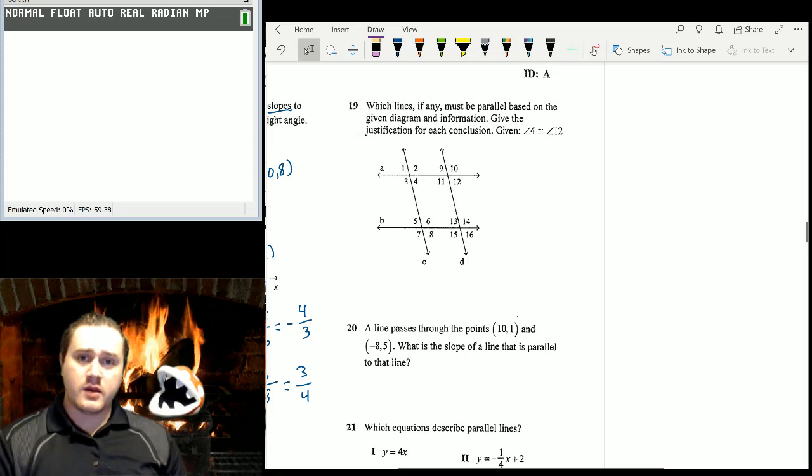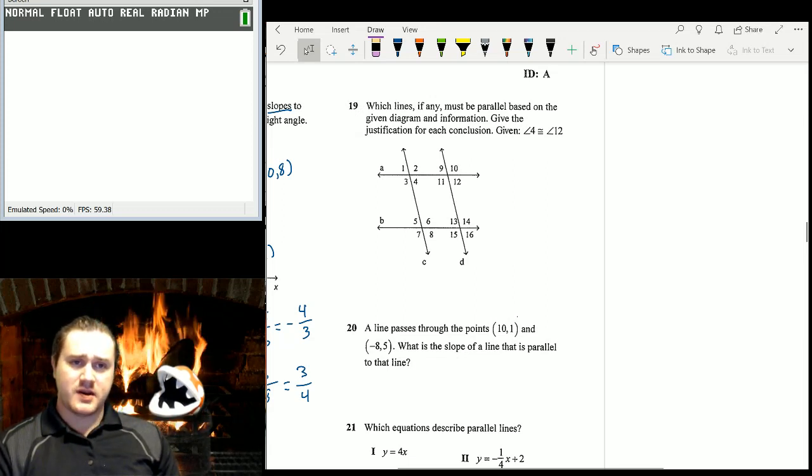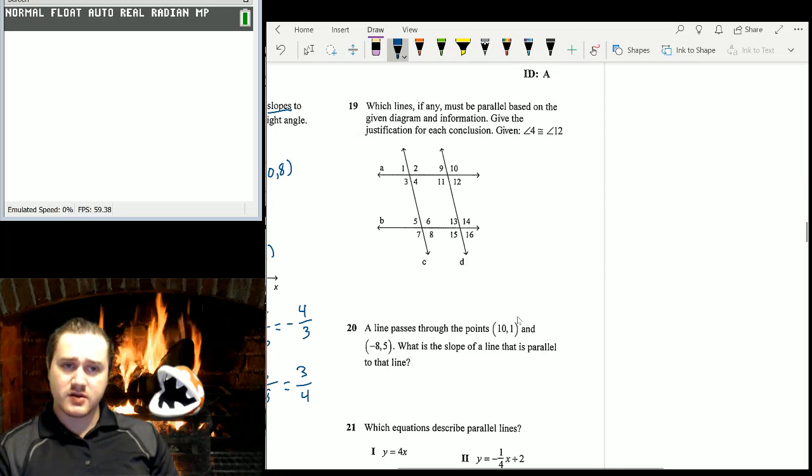Alright, problem number 19 says which lines, if any, must be parallel based on the given description. And then it wants to give us the justification for the conclusion. So it says 4 is congruent to 12. So 4 would be the same as 12. Now notice they're both in the bottom right, so this is corresponding angle.